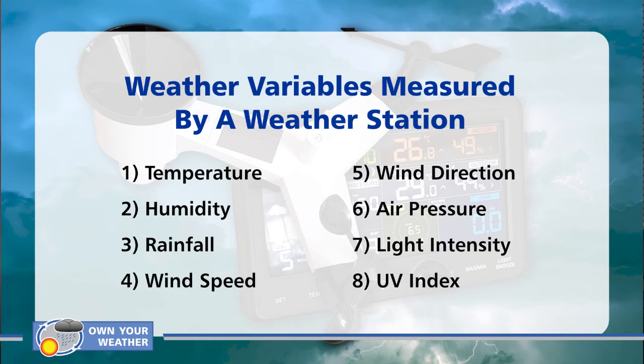Okay, and just to quickly recap, the variables measured by weather stations are temperature, humidity, rainfall, wind speed, wind direction, air pressure, light intensity, and UV index, and they are the primary ones. They're not necessarily the only ones, but these are the primary variables being measured by weather stations, both for professional as well as home weather stations.